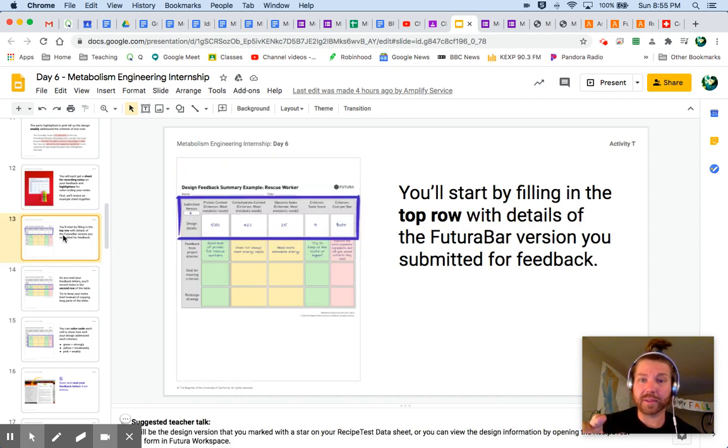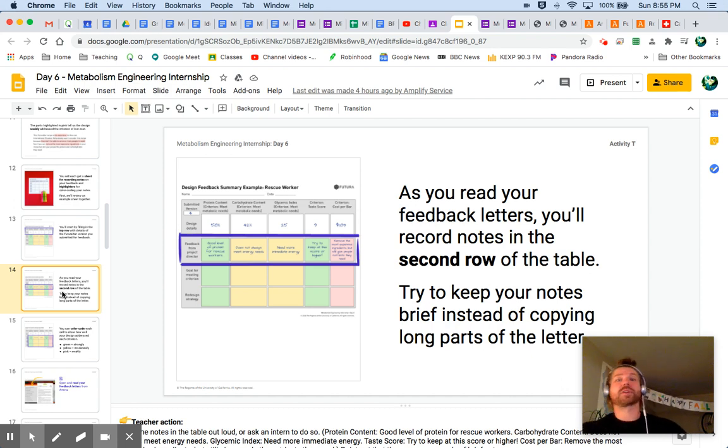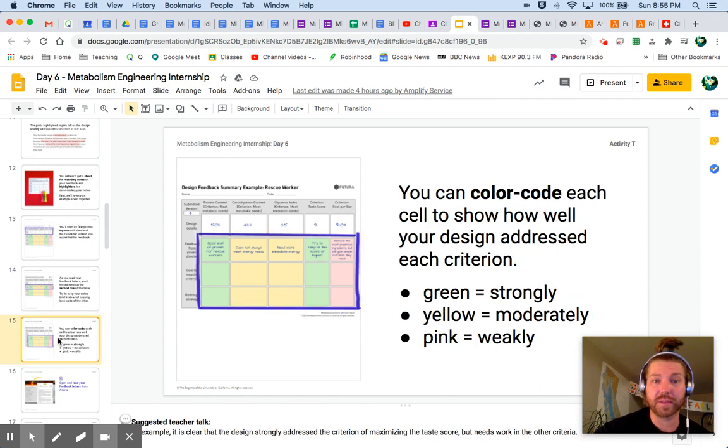We're going to start off by filling the top row with the details of the Futura version you submitted for feedback. So this is already done. You already have this information. This is what you input and submitted to Amina. So just enter in that information. Find that recipe and find out what those numbers were. Next, you're going to read your letter and take notes on the feedback, and that goes on the second row. You can color code each of these to show, hey, this is something I did really well on, something I need to work on, or something that was just, whoa, way off.